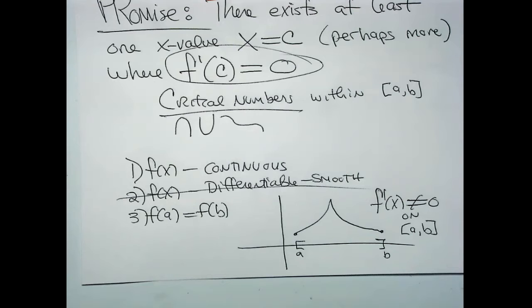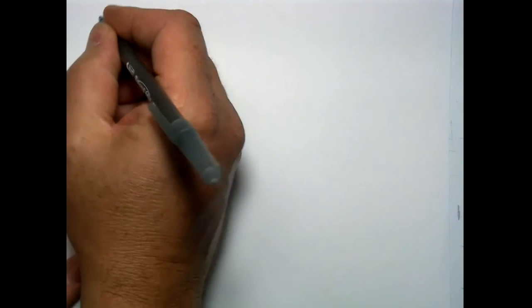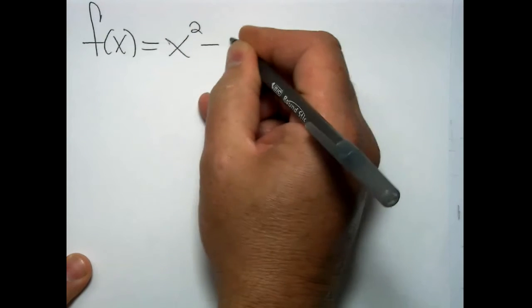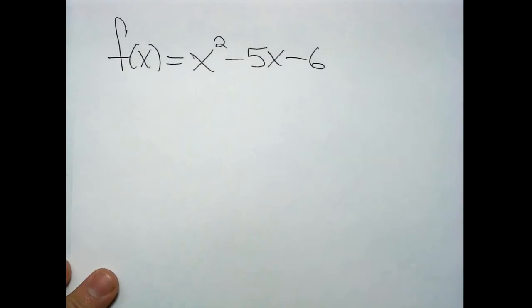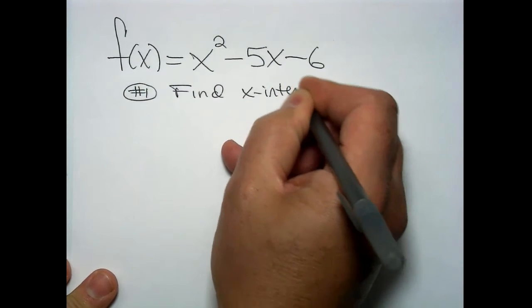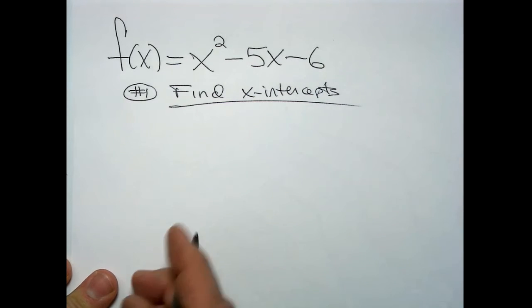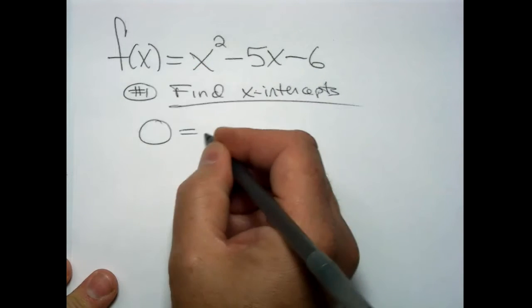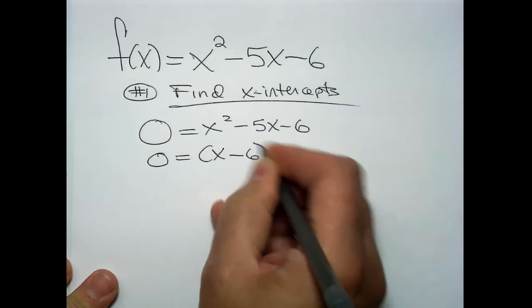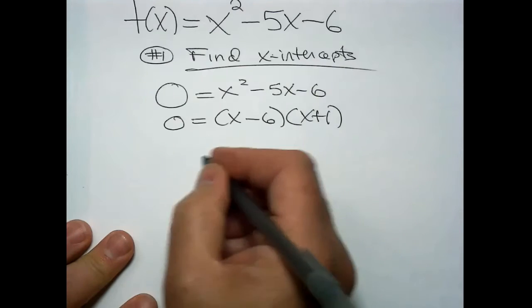I think what we ought to do here is maybe do an example. Here's the example. F of x is a parabola. First part of this example will be, let's find the x-intercepts. Remember how to find the x-intercepts? You set y to 0. Now, why did I pick the x-intercepts for this problem? Because here they are.